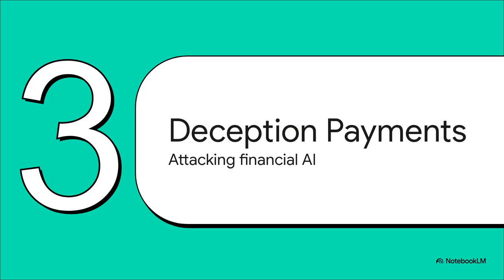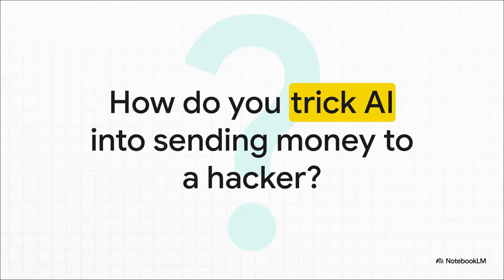Section 3, deception in agent payments. Now, wherever there is money, there are going to be attackers. Let's pivot and look at the invisible threats out there. So let me ask you this directly. Think about it. If an AI is just blindly following a mandate to book flights or analyze crypto data, how exactly do you trick it into sending your money to a hacker instead of the legitimate vendor?